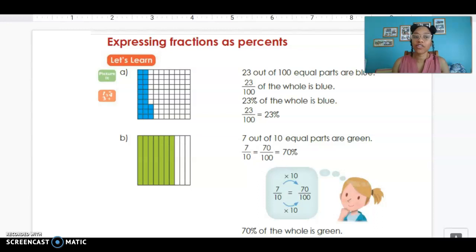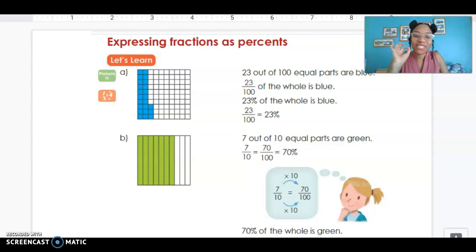Let's look at 100th square A. In 100th square A, 23 out of 100 equal parts are blue. We could also say 23 hundredths of the whole is blue, if we think about it as a fraction. We know that 23% of the whole is blue. So 23 hundredths is the same as 23%. Notice that hundredths, the denominator, actually means out of 100 equal parts. And 23%, that percent means out of 100. So in this case, 23 hundredths and 23% mean exactly the same thing.